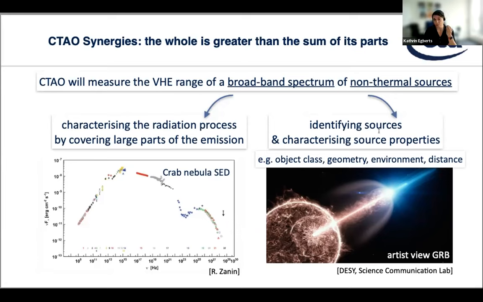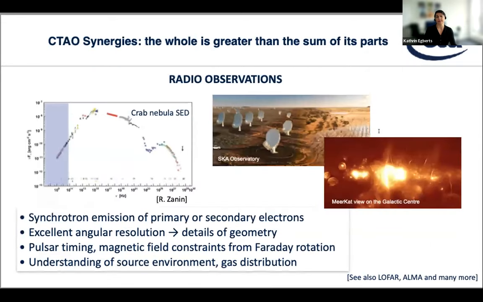And at the same time, we want to know more about the sources, because also here we are rather limited. We want to learn more, for example, about object classes, about geometries, about the environment of objects, distance, redshift determinations, information like that. And if we now go through this spectrum and we are talking of radio observations, I will always give a few examples, but this is in no way exhaustive. It's basically impossible in the era of multi-wavelength, multi-messenger observations. There are so many instruments that I can give you just a few examples of what is possible there and what kind of instruments will be providing input to CTA.